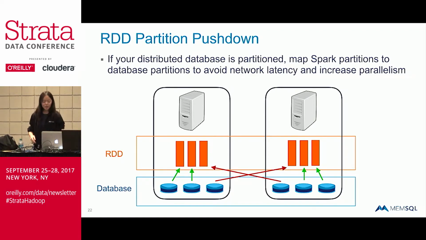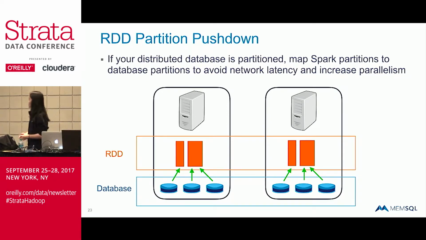So we do not want a Spark partition reading from a database partition in another machine, as shown in the diagram, because this has to go over the network. We also don't want a mismatch between the number of partitions, because then there's an opportunity for parallelism we aren't taking advantage of.